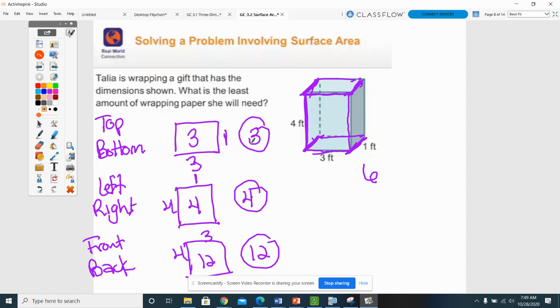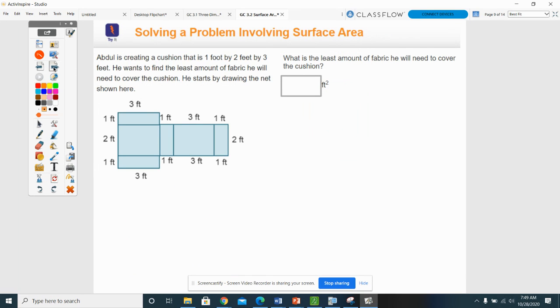So we have a 6, an 8, and a 24. If you add them together, well, 8 and 6 is 14. Mrs. Bruno didn't grab her calculator. So that's 38 feet squared. These are tricky, but I know you can do them.